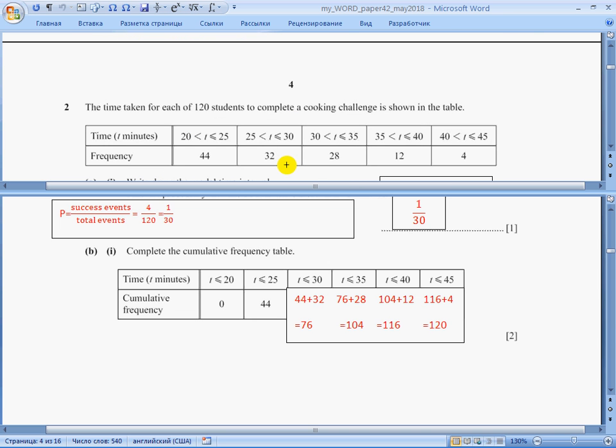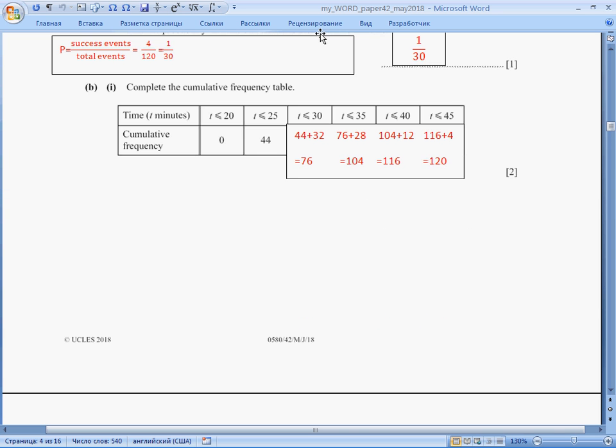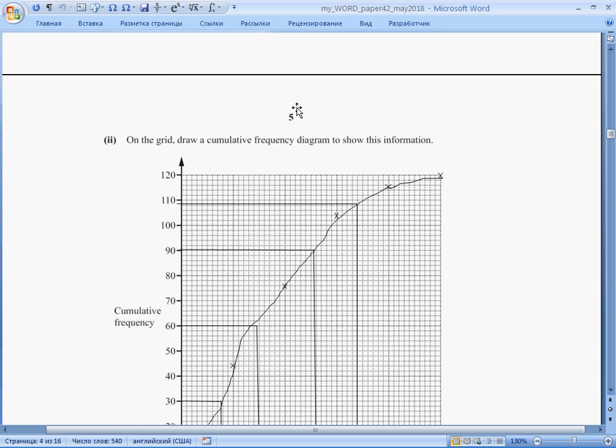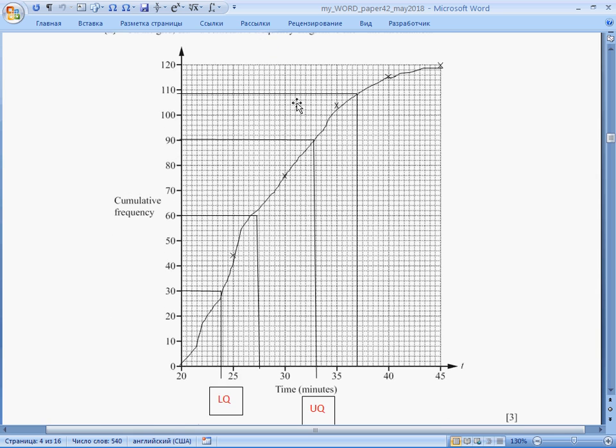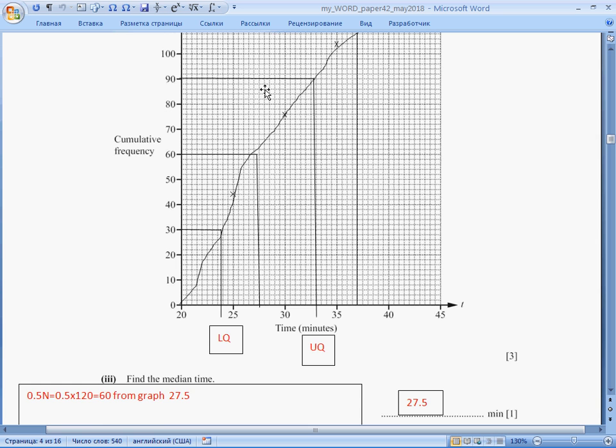Right. Then we should make a cumulative frequency table. So from less than 20 is 0, less than 25 is 44, less than 30 is 44 and 32, so we add, 76. Less than 35 we should add 28 more, so we add 28, 104, then 12 more, and then 4 more, so in total we have 120 students. Based on this table we should draw the cumulative frequency graph. So we have it, and using this graph we should find the median time.